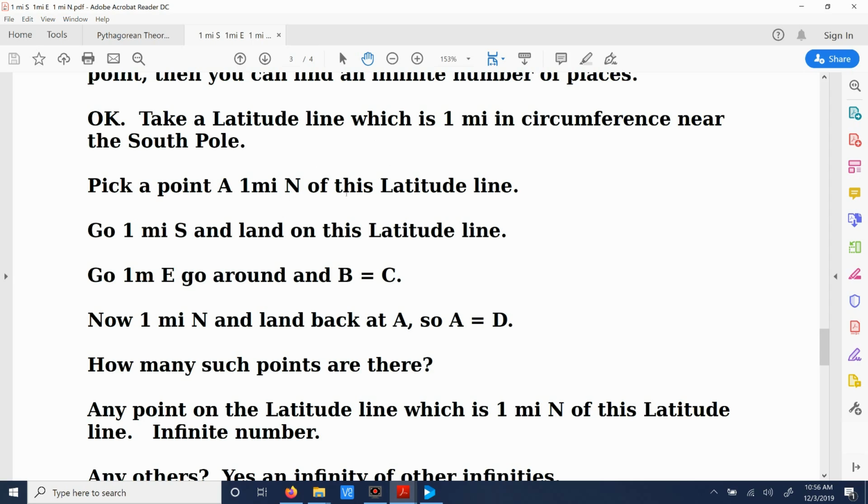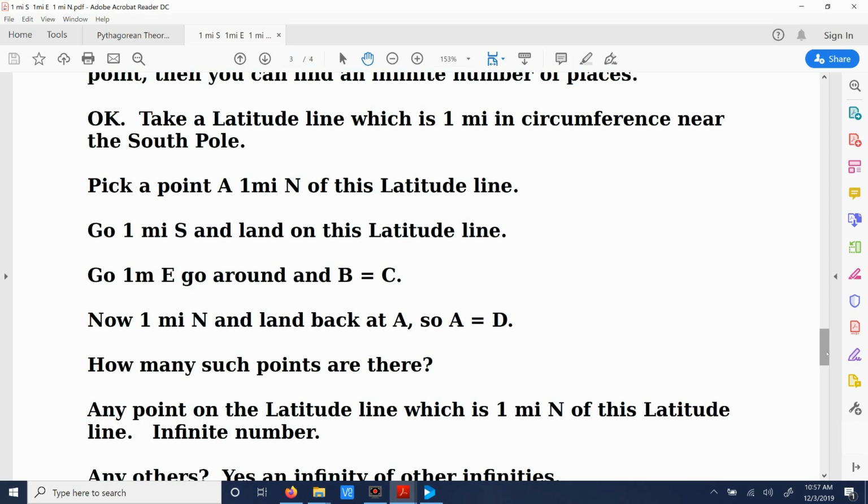You go south, you go east, you go all the way around the latitude line, and end up so B and C are the same point. Now you go back north, and you get D, and you hit A, so A and D are the same. Now any point on a latitude line that's a mile north of this latitude line is going to work. So there's an infinite number of points where you can do that.